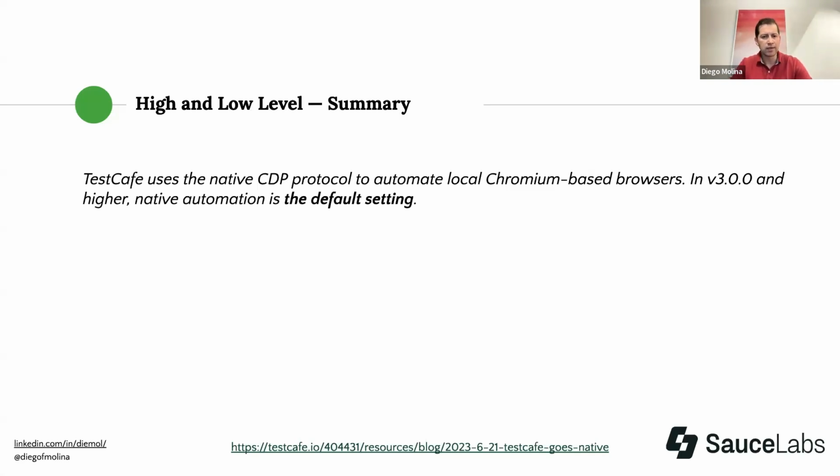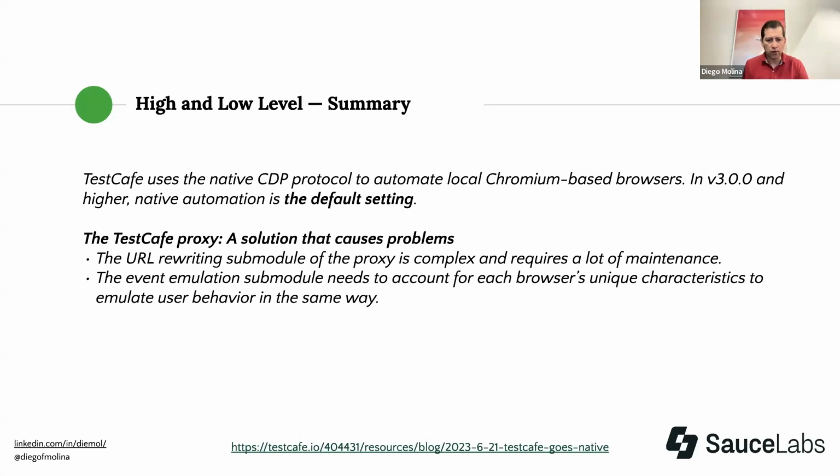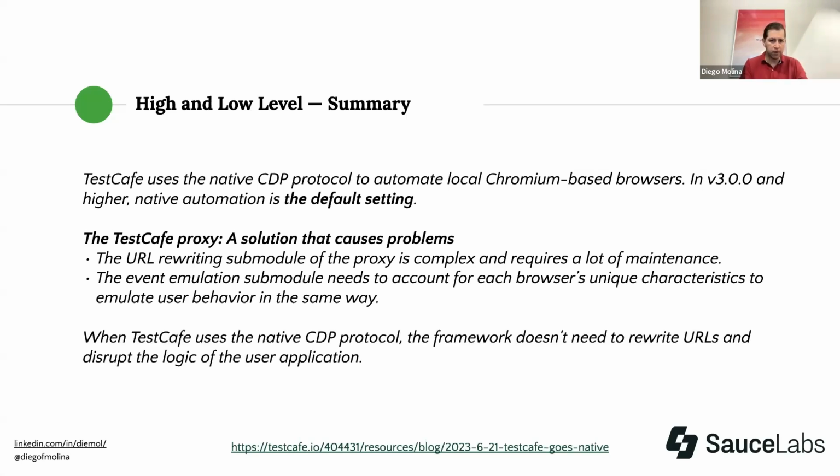And eventually, they started to realize this is a lot of work. We're not getting any profit from this. We need to start collaborating with the rest of the community. The first step they're taking into this is to use the native CDP protocol to automate Chrome-based browsers. And then they also have this Testcafe proxy for the rest of the browsers. But then they realized that all the things they were using for their particular solution were creating an overhead for all their tests.